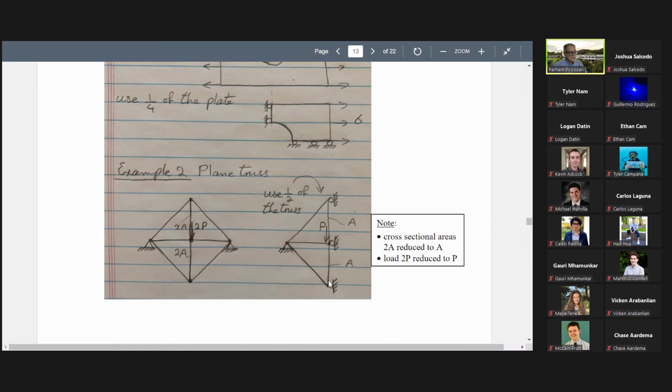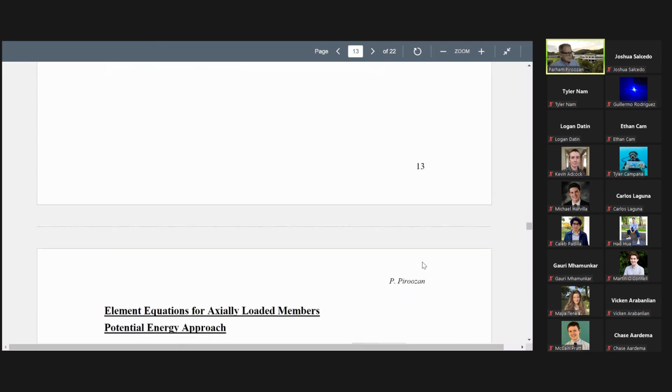Allow this to move in the vertical direction, but do not allow this to move in the horizontal direction. So yes, instead of solving for the whole structure, we can look at just half of this structure. All right, any questions about this? All right, no questions. So we finished our discussion on trusses and symmetry.